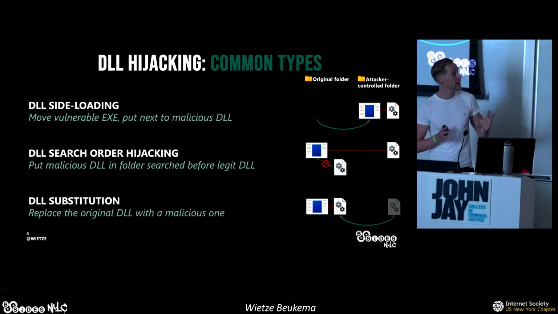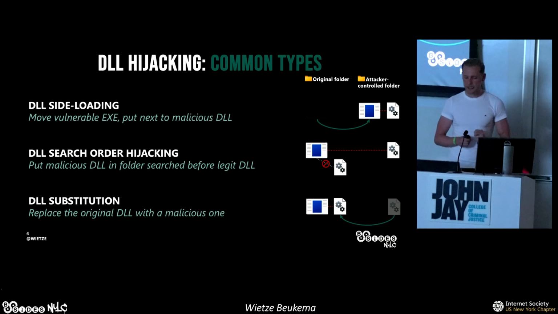Some of these you might recognize. If you know DLL hijacking, you no doubt will have heard of DLL sideloading. I think that's by far the most common type of DLL hijacking. Basically, what you do is you need a vulnerable executable. You move that to a folder that you control, like a temp folder or, I don't know, the download folder. And you move that alongside a malicious DLL. The vulnerable executable will just simply load the DLL from the same folder it is in. And again, you have this trusted application executing your malicious code.